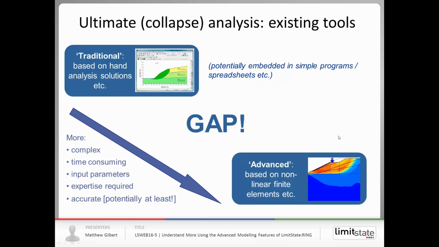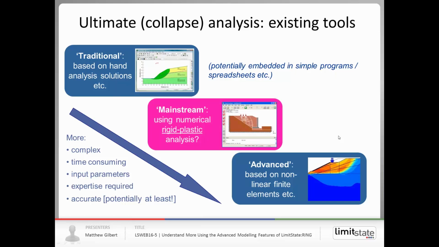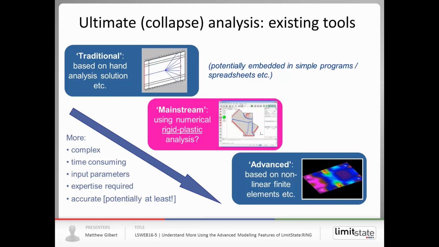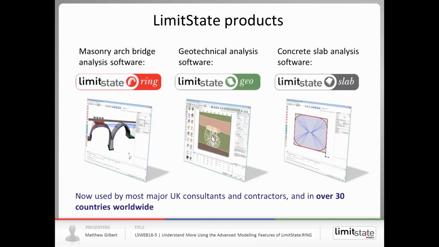And the same applies not just for geotechnical problems, but also for masonry arch problems, and also for example, concrete slab problems. So the gap that we're filling is with what we see as being mainstream numerical rigid plastic analysis techniques. And mentioned three applications, surprise, surprise, LimitState have got three products which focus on those three applications, so masonry arch bridge analysis software, geotechnical analysis software, and concrete slab analysis software. And these tools are now widely used in more than 30 countries worldwide.